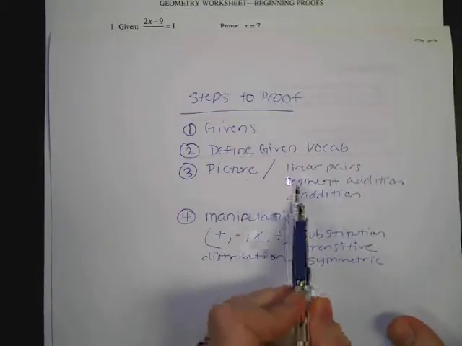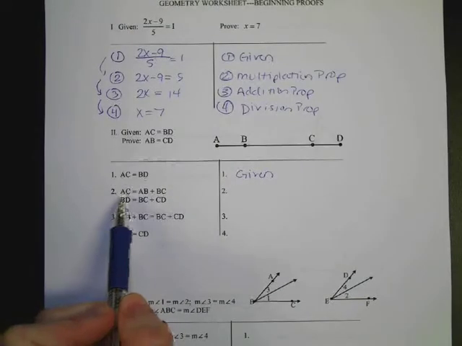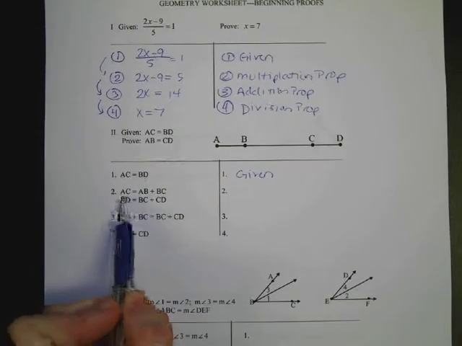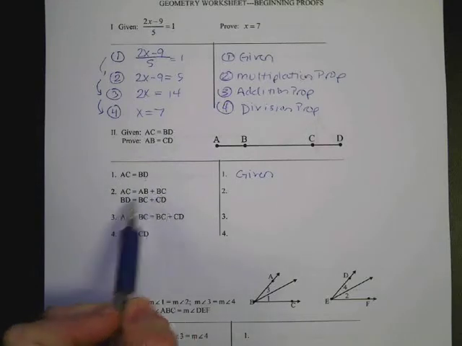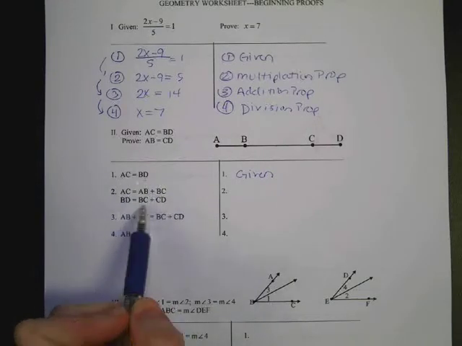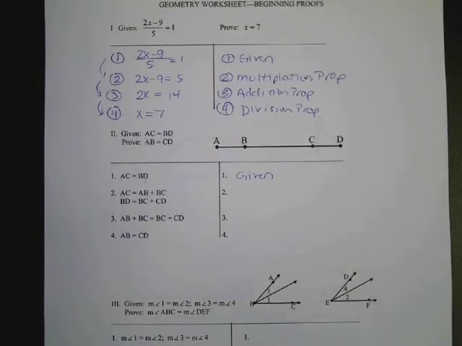So things that are coming from the picture are either linear pairs, segment addition, angle addition. And when I look at step 2, AC has been mentioned, but AB and BC have not. BD has been mentioned, but BC and CD have not. So these are new things. I know for sure they're coming from the picture because they haven't been mentioned before.